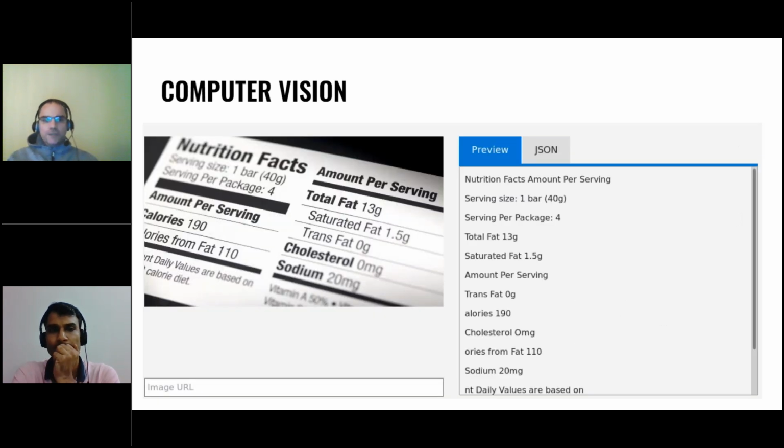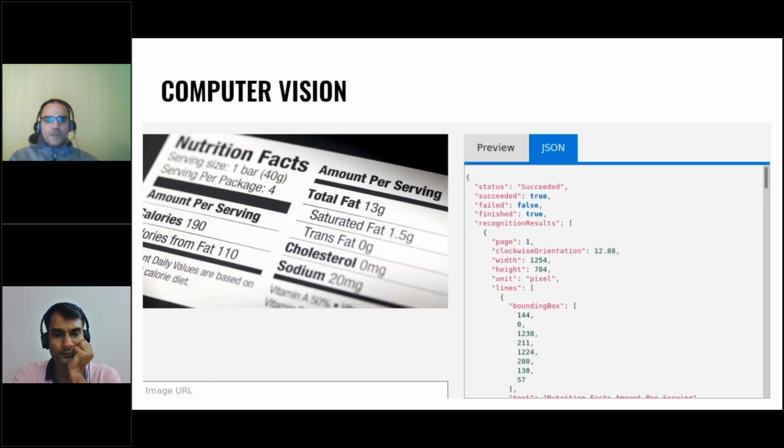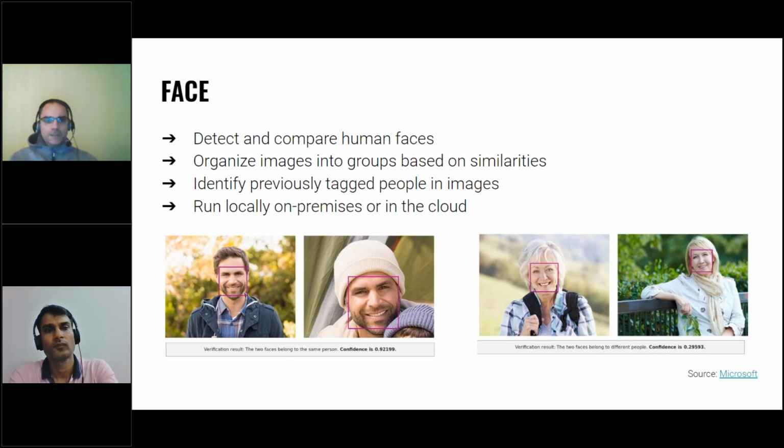It's also helpful to make sense of data that is on packages, for example. If you are in retail, you can scan the ingredients of products and convert them into a text file. That's one of the computer vision capabilities that Microsoft Azure Machine Learning as a Service provides. You can obviously get the code as well. And it provides face recognition capabilities: the ability to detect and compare human faces, organize images into groups based on similarities, and identify previously tagged people in images, and it runs locally on premises or in the cloud.